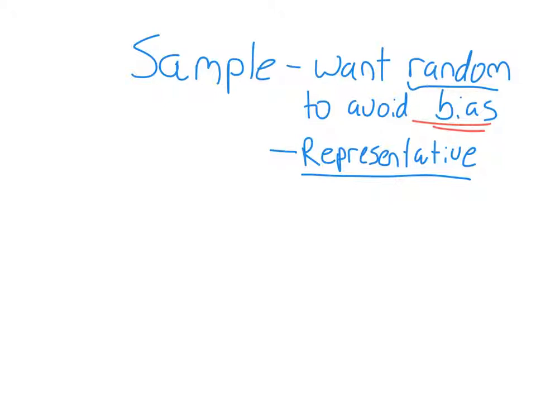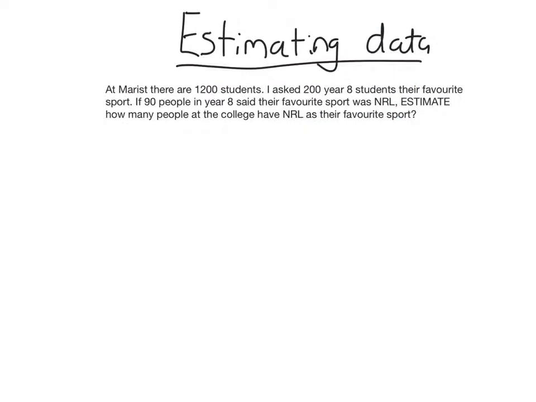All right, the last thing I want to go through today is estimating data. So let's say I wanted to find data on everyone at Marist, what their favourite sport is. So instead of going to soccer training or footy training, I just asked Year 8 students at Marist, because I can be confident that they're going to be reasonably representative of all the students at Marist. There's no reason that I would expect a bias. I wouldn't expect Year 8 students to be more likely than anybody else at the school to like NRL or soccer or whatever. So let's say I asked the 200 Year 8 students their favourite sport, 90 said NRL.